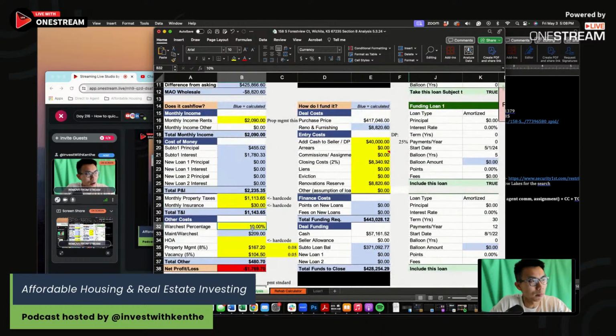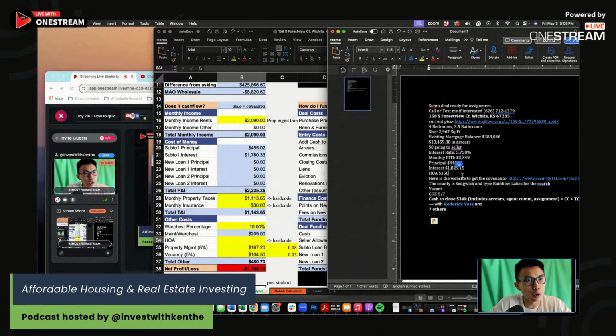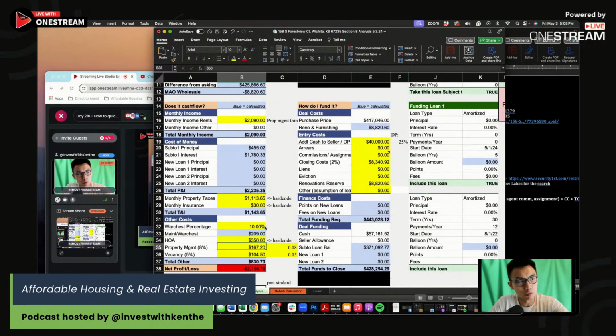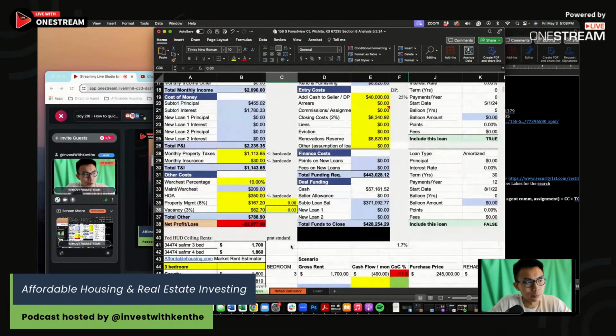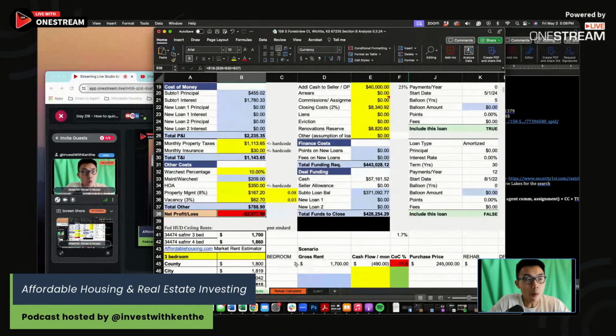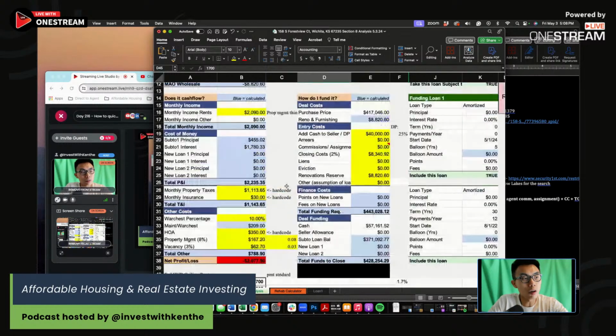All right. 10% for maintenance. The HOA for this property was $350. I got 8% for property management. This is probably in a really nice area. So I assume that, hey, if this property was really rented on Section 8, chances are they're not going to move out for a really long time. So I'm going to lower the vacancy to 3%. But if you look at the numbers, this is why I ruled it out, right? It was a whopping negative $2,000 loss.